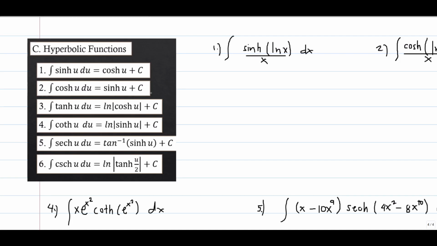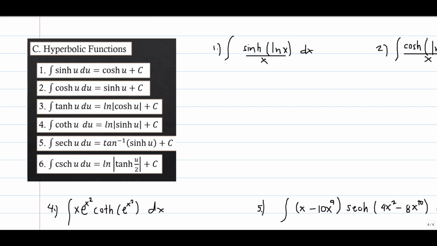Our next topic is all about the integration of hyperbolic functions. These are the sum formulas of hyperbolic functions. First, the integral of sinh u du is equal to cosh u plus c. Second, the integral of cosh u du is equal to sinh u plus c.